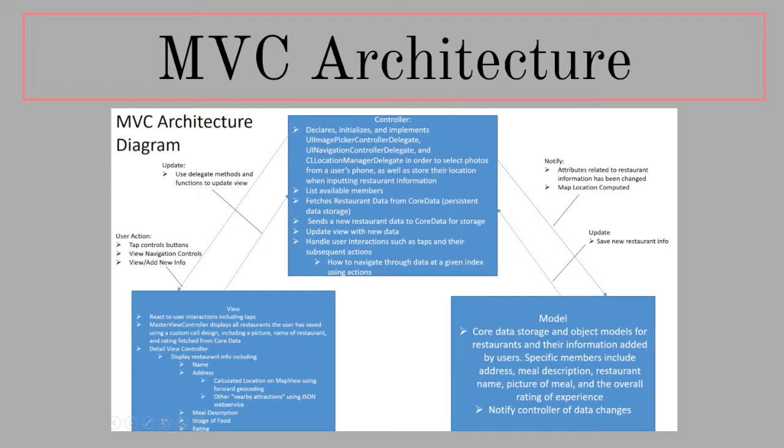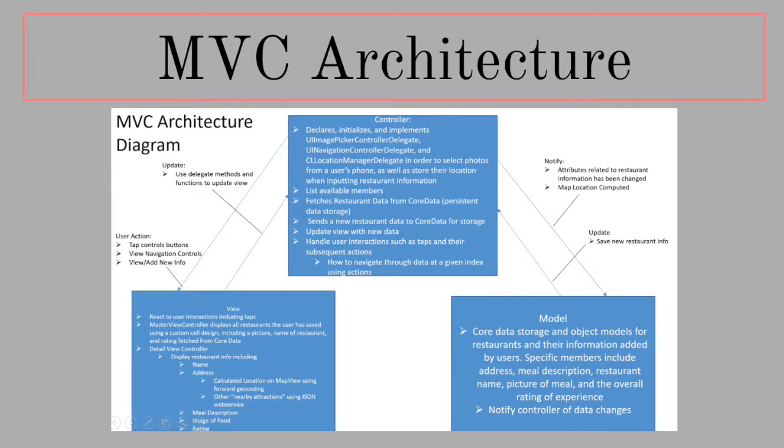Within the master view, the view keeps track of where the user taps and identifies which index is being used on the table view. Within the detail view controller, the individual restaurant's information is displayed in an appealing way using UI labels, UI text fields, UI image views, and MK map views.